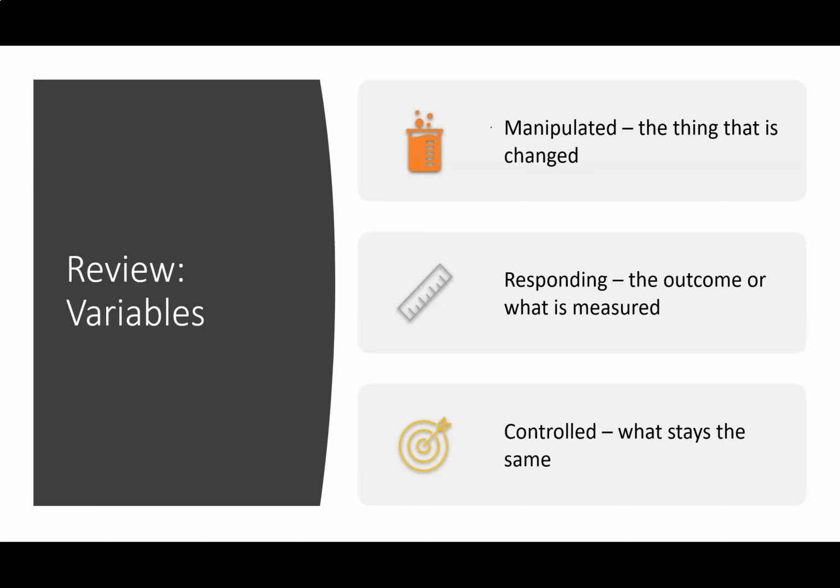Our second type of variable is called a responding variable. A responding variable is the outcome or what is measured in your experiment. Lastly, we have controlled variables. Controlled variables are what stay the same, and there can be many controlled variables. Scientists work really hard to keep a controlled environment.